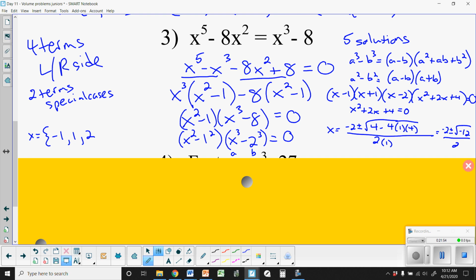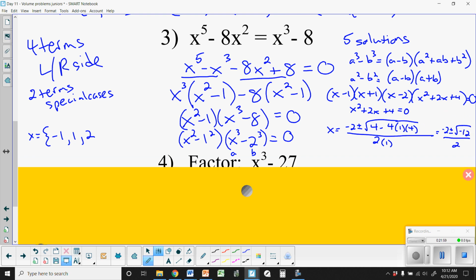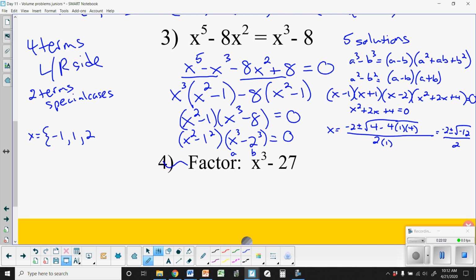So I have -2 plus or minus square root of -12 over 2. Square root of -12 can simplify. And we're not going to be doing number 4 here. All right, so then square root of -12 would be square root of 12 times square root of -1 over 2. That'll become i. -2 over 2 becomes -1.